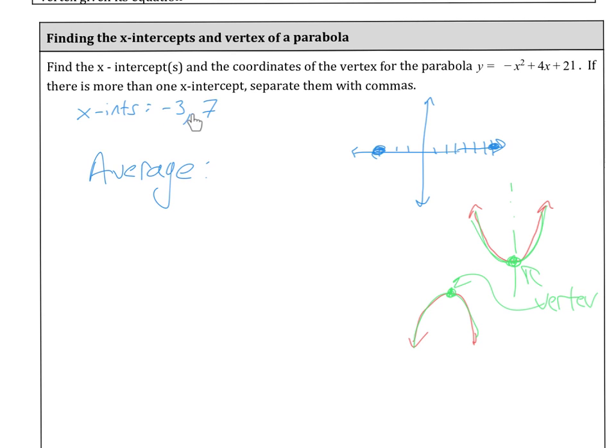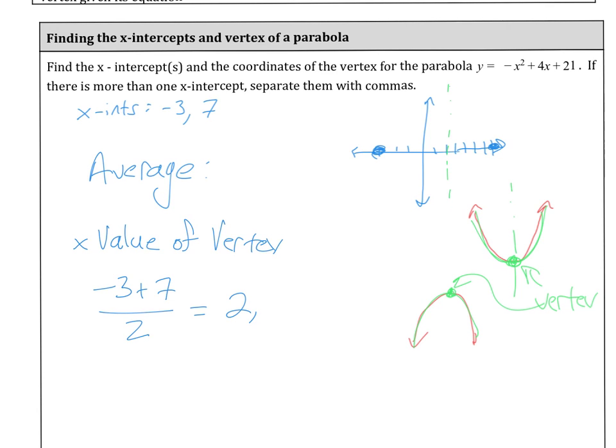To take an average, you add the numbers together and you divide by the number of numbers. So in this case, the x value for the vertex is going to be whatever the average of -3 and 7 is. So I'm going to do -3 plus 7 divided by 2 to get an average of 2. So now that'll be the x value of the vertex. So I know that at x = 2, somewhere along this line, there's a vertex.